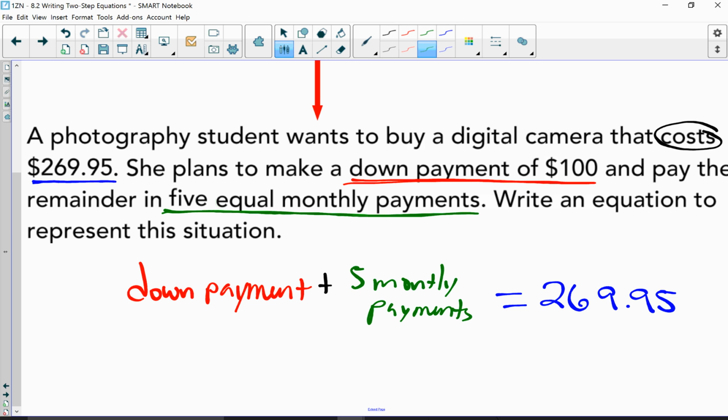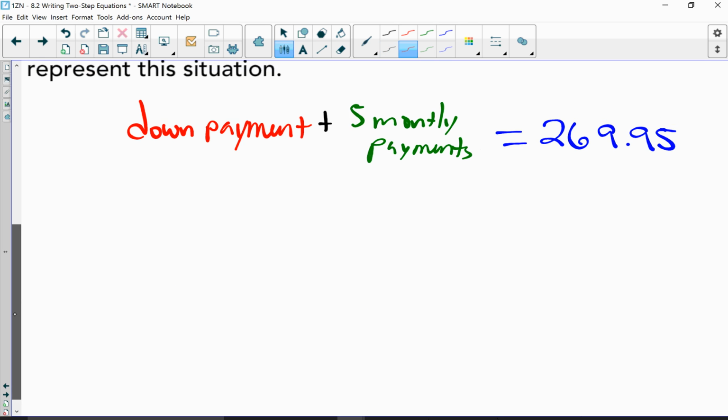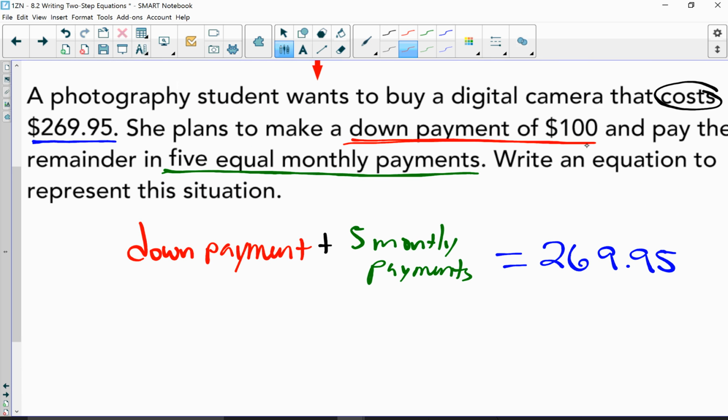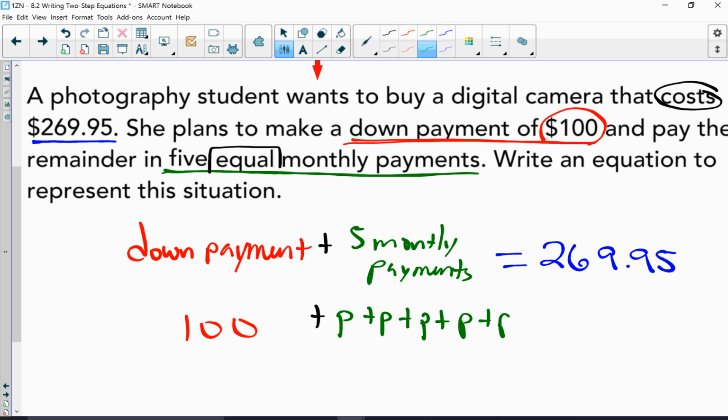Well, let's take a look at that. I'm going to break that up a little bit. I have the down payment. Do you know what the down payment is? Yes, we do. The down payment is $100 plus the 5 monthly payments. Now we're also told that these are going to be equal monthly payments, so this is going to be plus P.